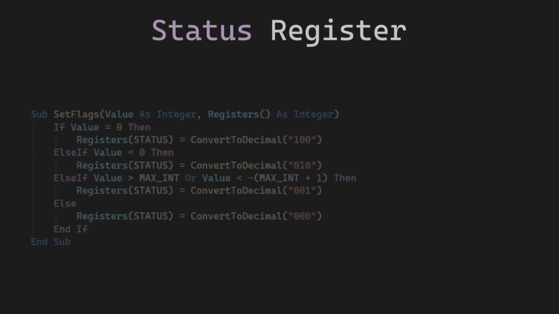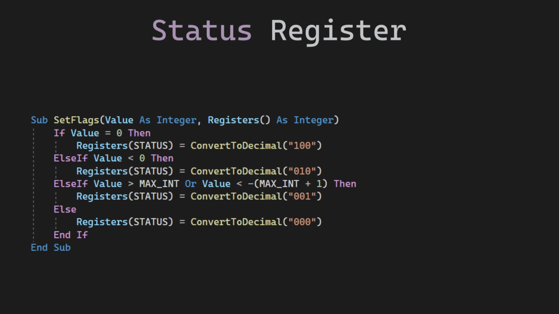We decide all this with the setFlag subprogram. Here we can see exactly what I explained. If the value is equal to 0, Z is 1. If the value is below 0, N is 1. If the value is unable to be represented by 8-bit binary, V is 1. Leaving, if the value is greater than 0 and is not an overflow error, all flags are set to 0.